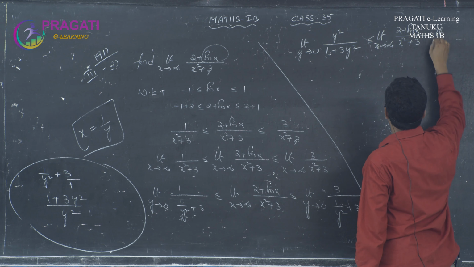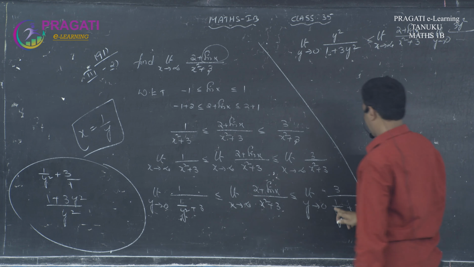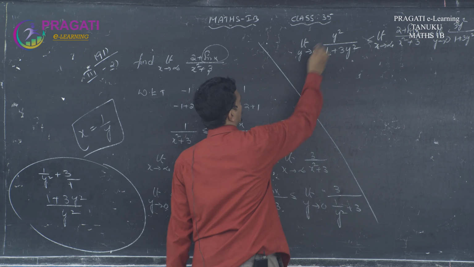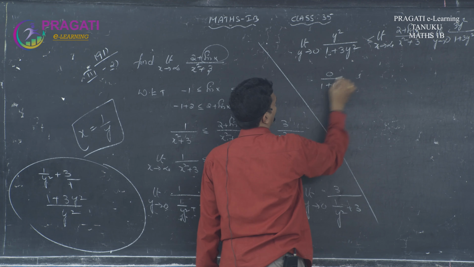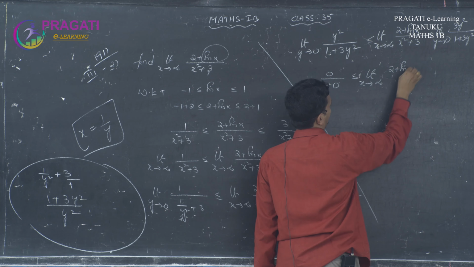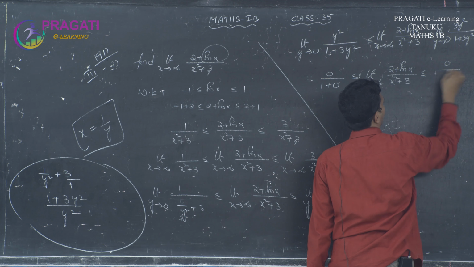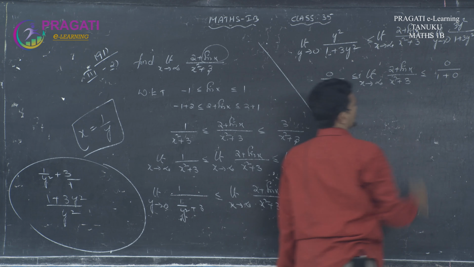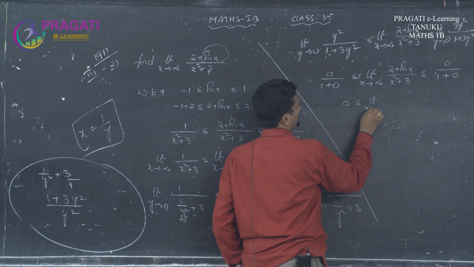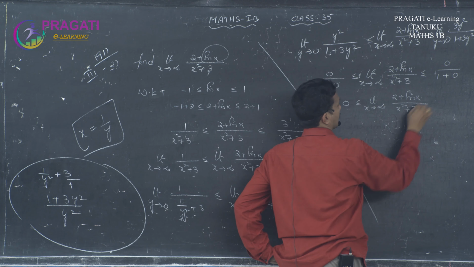Third one also, take LCM: 3y square by 1 plus 3y square. Okay, students, here put y is equal to 0, then 0 by 1 plus 0 less than or equal to limit x tends to infinity 2 plus sin x by x square plus 3 less than or equal to, here put y equal to 0, directly substitution, 0, 3 into 0, 0. 0 by anything, 0, less than or equal to limit x tends to infinity 2 plus sin x by x square plus 3 less than or equal to 0.